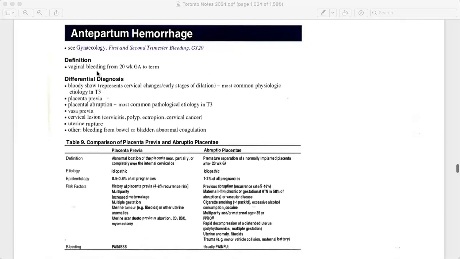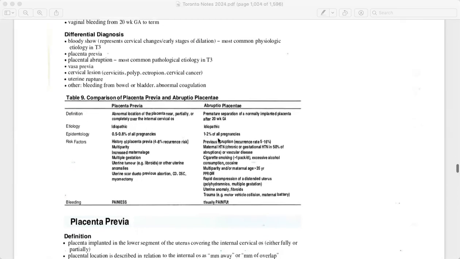Coming to antepartum hemorrhage, the differential diagnosis: placenta previa, abruption, vasa previa, cervical lesion, and uterine rupture, all of those things. What are placenta previa and placental abruption? Placenta previa is where the placental location is near and partially or completely over the internal os. But in abruptio placentae, there is a premature separation, especially after 20 weeks. This 20 week is everything. Okay. Then this is idiopathic as well.